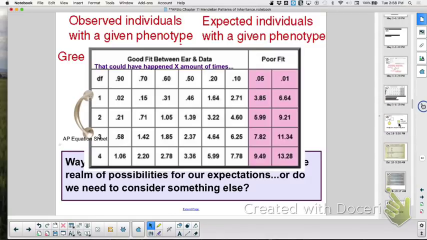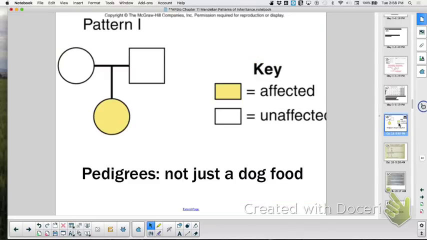Okay, good. Then we started looking at pedigrees, and I tried to review that a little bit with the rats. The females are circles, the males are squares, and whatever you're studying is colored in. When you're faced with a pedigree, they may not tell you the form of inheritance. It could be autosomal dominant, autosomal recessive, sex-linked recessive, or sex-linked dominant.